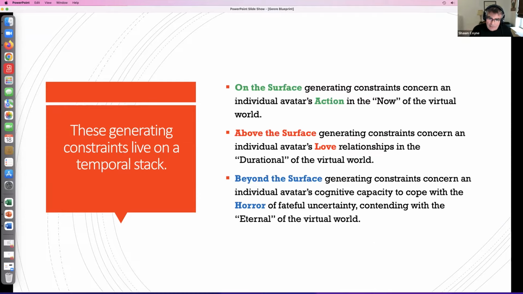Above the surface are all about the duration of the virtual world. How are they managing their relationships over the span of the story? How are their relationships building up, breaking down, building up, breaking down? Are they getting stronger, or are they getting weaker? What's going on with their relationships?